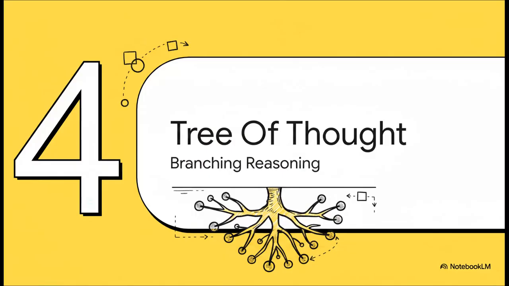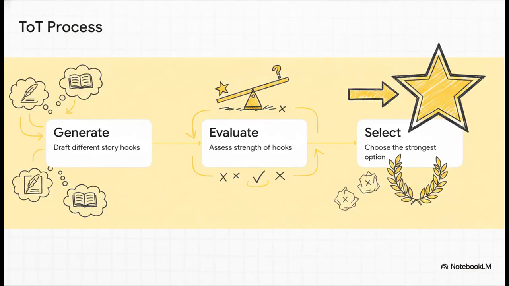Advancing to Section 4, Tree of Thought. Let's get into branching reasoning. Picture an upside-down branching tree where the AI is exploring multiple paths at once. Tree of Thought follows a highly structured progression. Say you're writing an essay.